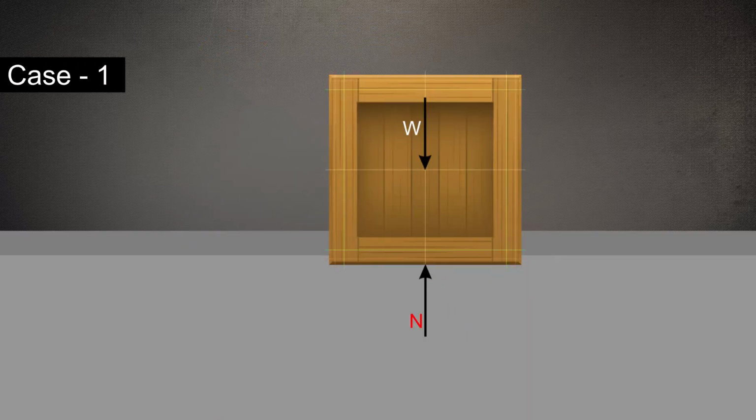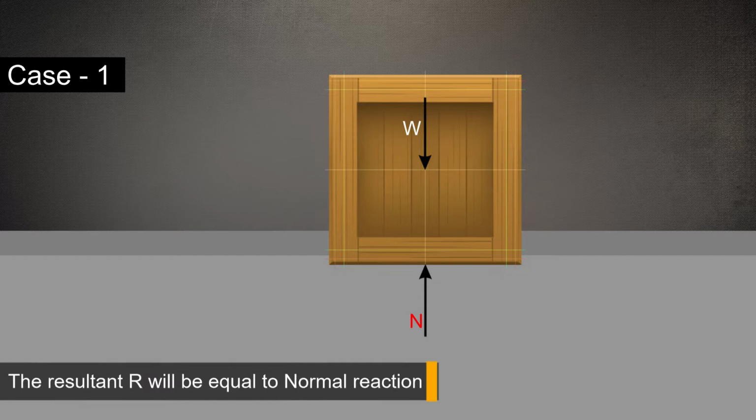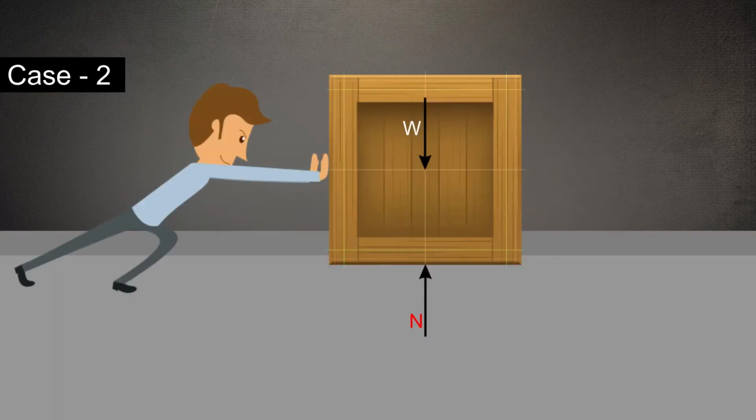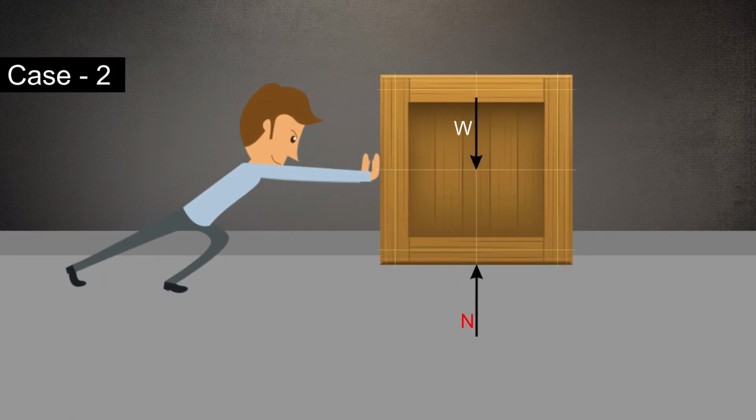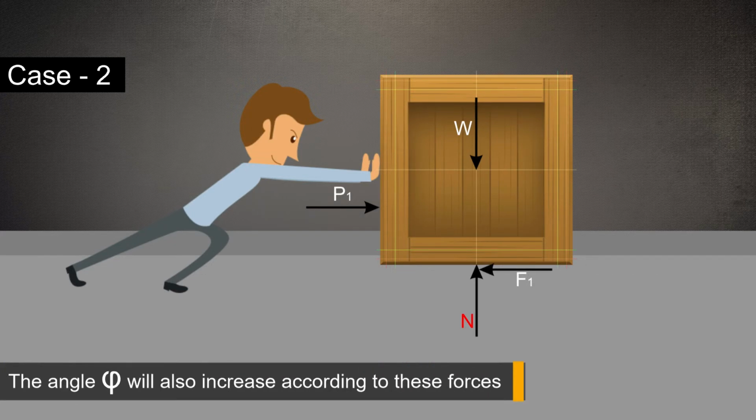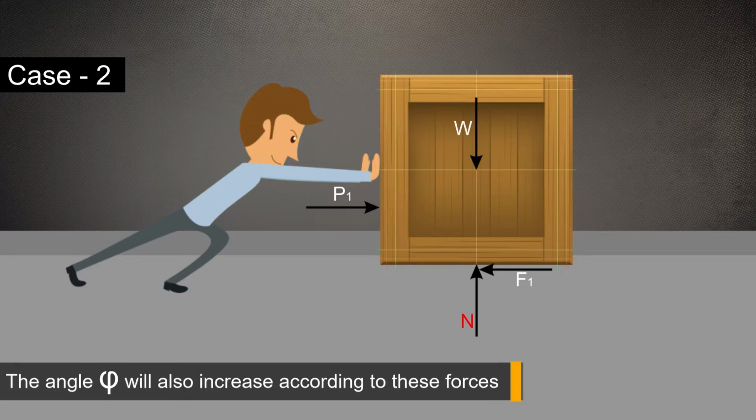Case 1. If you don't apply any force on the object, there will be no frictional force at the plane of contact. As F is 0, the resultant R will be equal to the normal reaction. Let us move to case 2. If you apply some force on the object, there will be an opposing tangential force at the plane of contact. If the applied force is P1, the friction will be F1. The angle phi will also increase according to these forces.